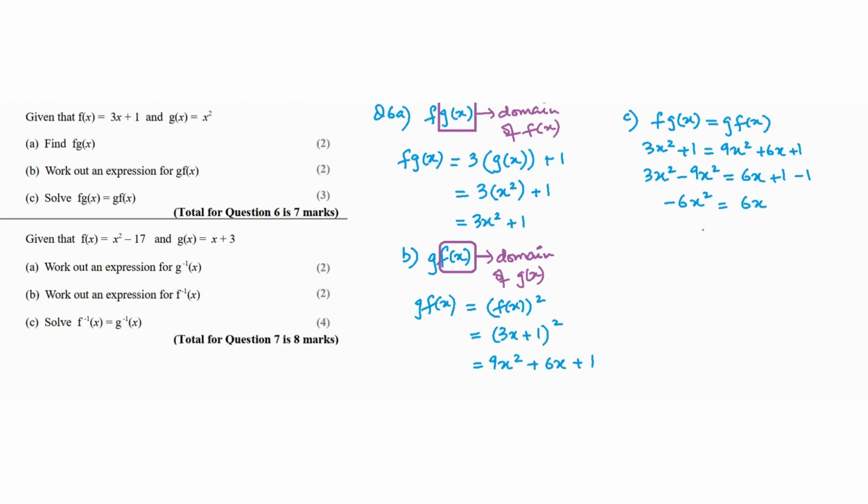Bring the negative 6x squared to the right-hand side. So that's 6x squared plus 6x. Since we have 6x common between both the terms, let's take that common and we'll have x plus 1 in the bracket. So one value is 6x equals 0 and the other is x plus 1 equals 0. So x is equal to 0 and x is equal to negative 1. That is your answer.